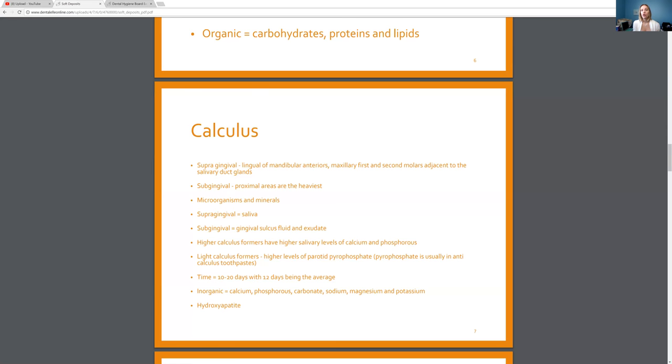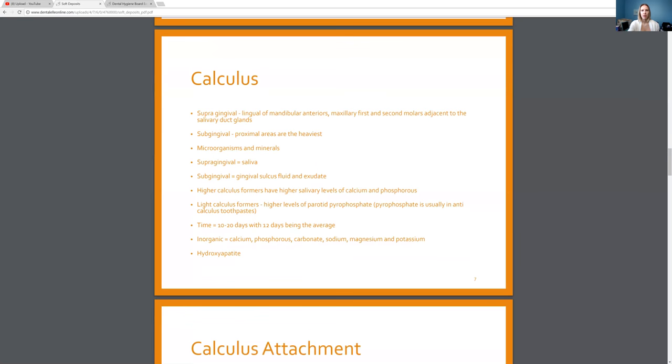So I tend to only suggest that type of toothpaste to somebody who needs to come in every 3 months, they have a lot of plaque, a lot of tartar, then that might help with that. So just something to make note of, that those anti-calculus toothpastes do have the pyrophosphate in them. Okay, so calculus can form, of course, above the gum line and then underneath as well. Read over this if you like, but those are just the main points.